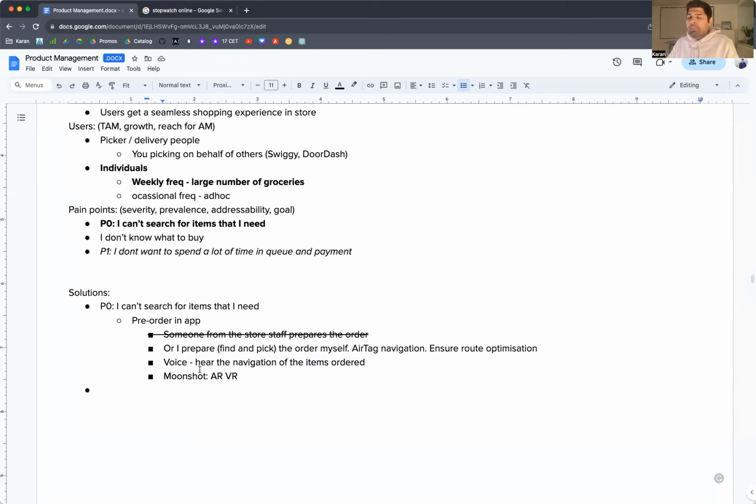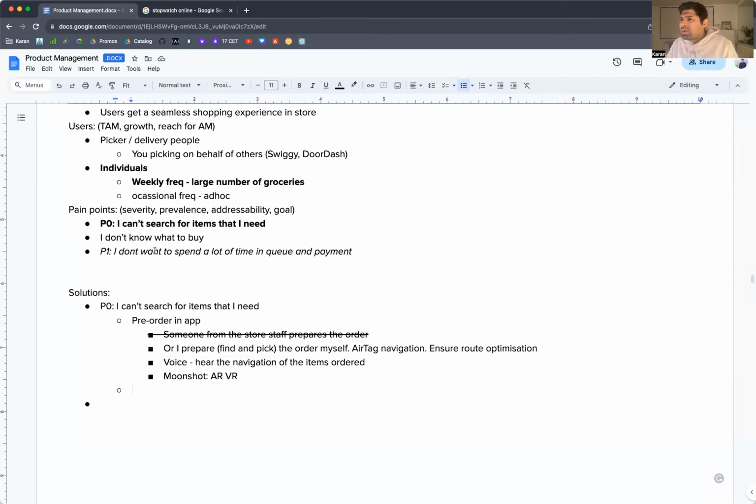So AR VR combined with voice can actually be a solution that totally keeps me away from my device, so that I do not have to again manage my mobile and manage my physical card at the same time. So these would be at least my three solutions when it comes to searching for items that I need. And searching includes obviously typing or calling out a particular item name so that I immediately get the navigation of that.